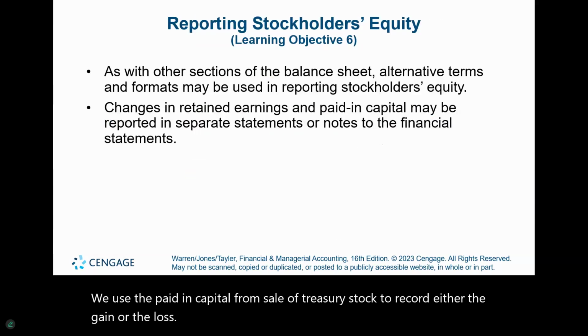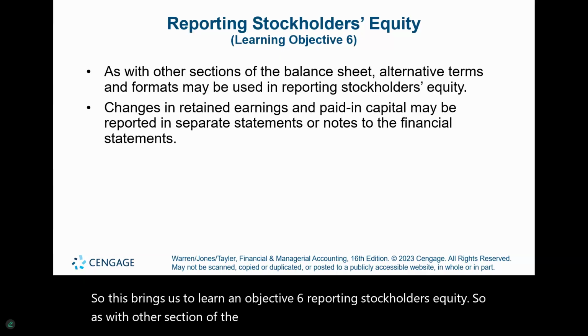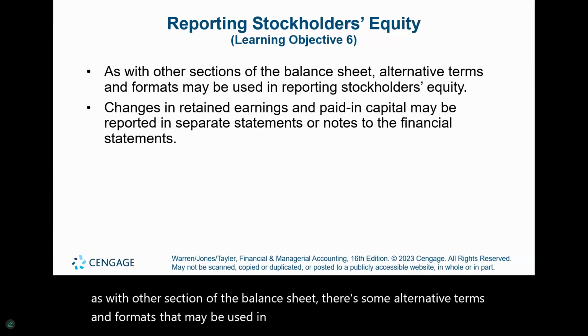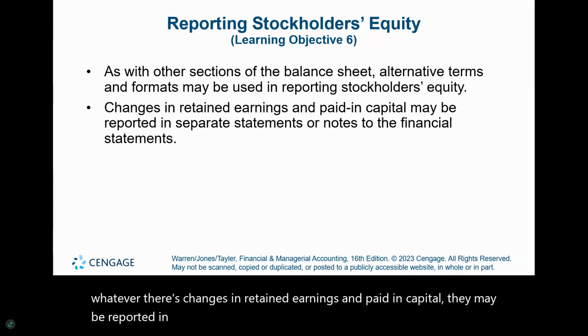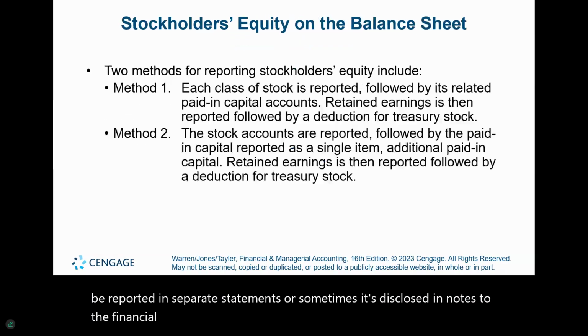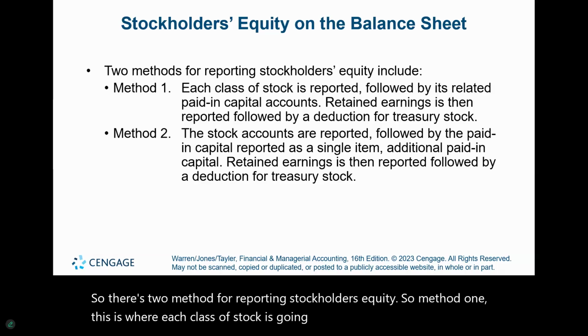So this brings us to learning objective 6, reporting stockholders' equity. So as with other sections of the balance sheet, there's some alternative terms and formats that may be used in reporting the stockholders' equity. So whenever there's changes in retained earnings and paid in capital, they may be reported in separate statements, or sometimes it's disclosed in notes to the financial statements. So there's two methods for reporting stockholders' equity. So method 1, this is where each class of stock is going to be reported, and it's followed by its related paid in capital accounts.